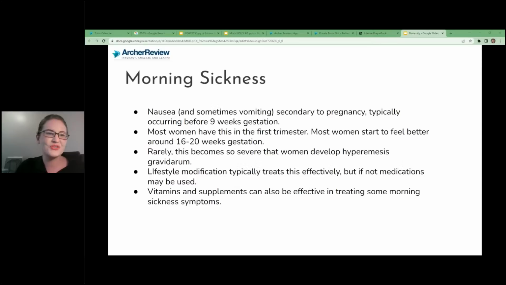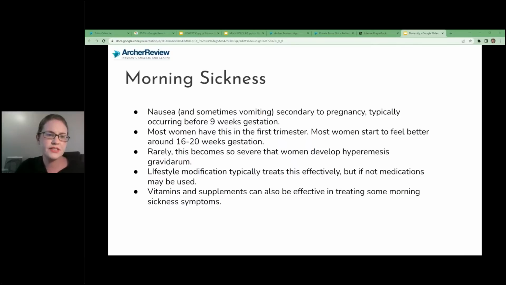Morning sickness is also very common. Because of those hormonal changes, there's often going to be nausea and sometimes vomiting secondary to pregnancy. Typically that occurs before about 9 weeks, and for most people it goes away by 20 weeks, but not for those patients with hyperemesis gravidarum. We'll talk about them in a little bit.